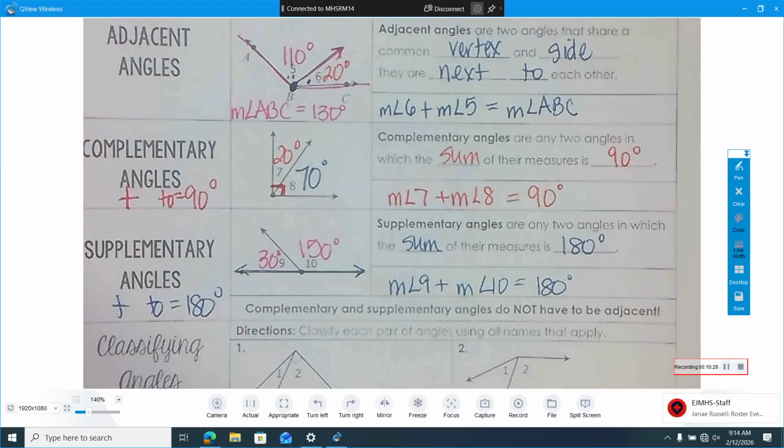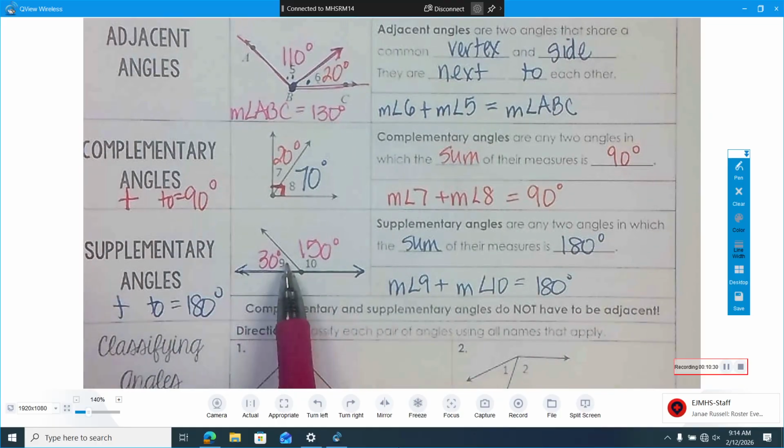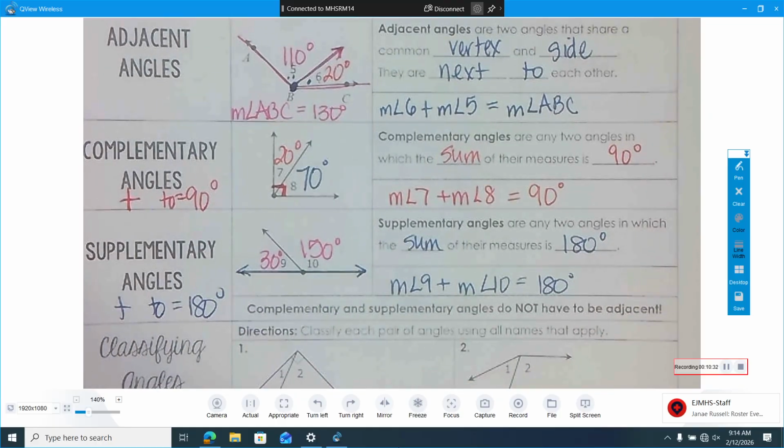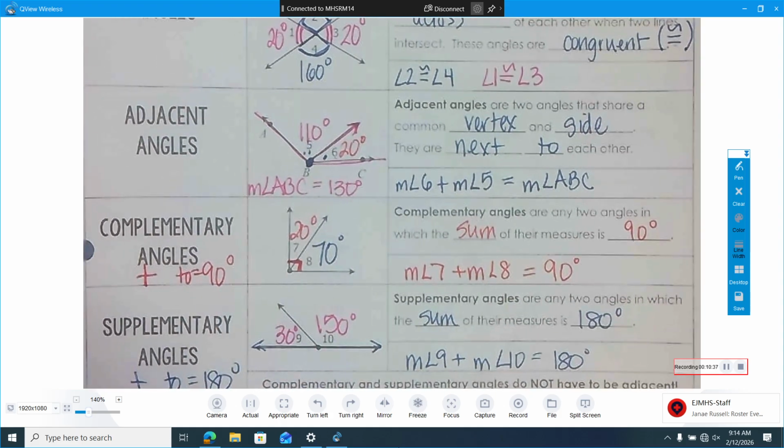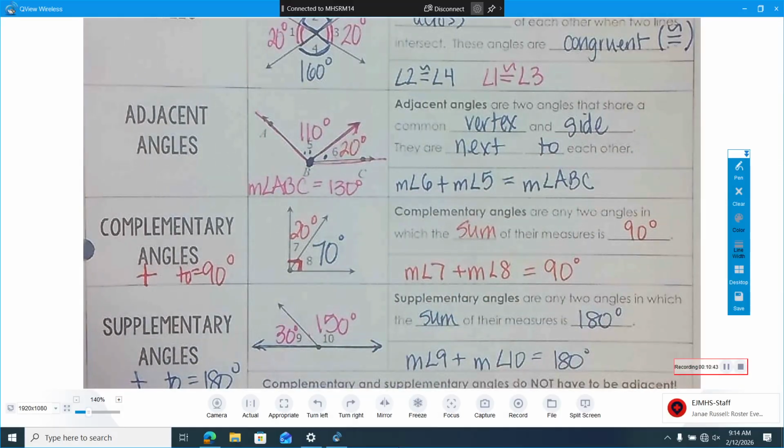All right, ladies and gentlemen, now, not only are angle 9 and angle 10 supplementary angles, they're also adjacent angles because they're next to each other. They share a common side. You good with that? It can be more than one thing.